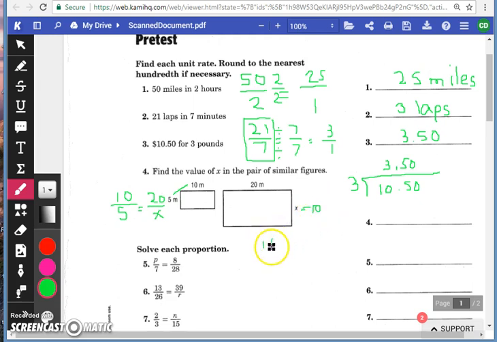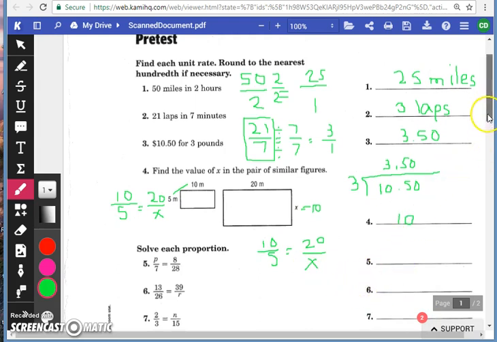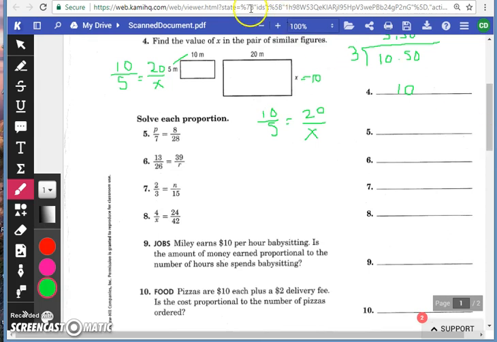That's kind of like asking what is the equivalent fraction of 10 over 5 to 20 over x. And as you can see, 5 times 2 is 10, so 10 times 2 is 20. They are equivalent. So problem number 4, x is 10. Now, once again, you can call this a proportion, you can call it a ratio. I like to just think about equivalent fractions.